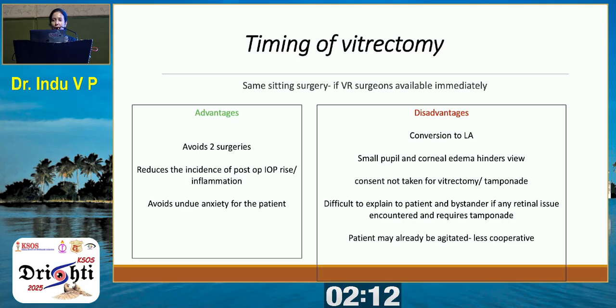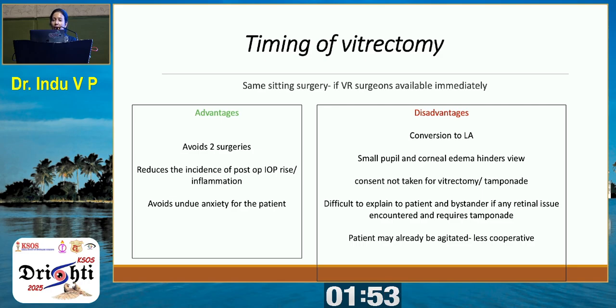One, you have to convert to LA. So you can give a subtenon block, that is not an issue. But because of a lot of manipulation by the anterior segment surgeon, you will encounter small pupil and corneal edema, which will hinder your view. So vitrectomy becomes very, very difficult. Then most importantly, you have not taken a consent for vitrectomy or tamponade.